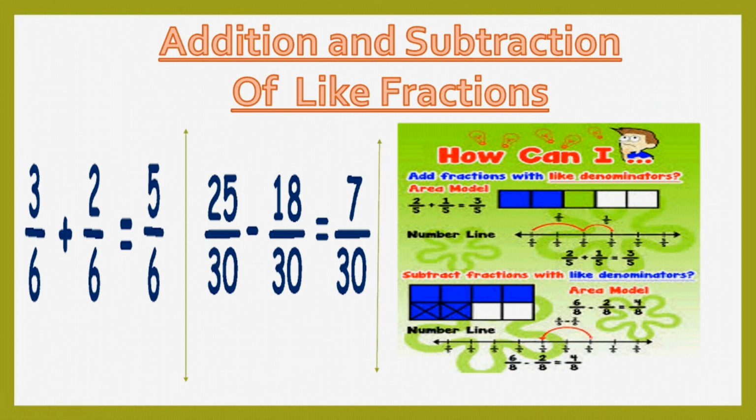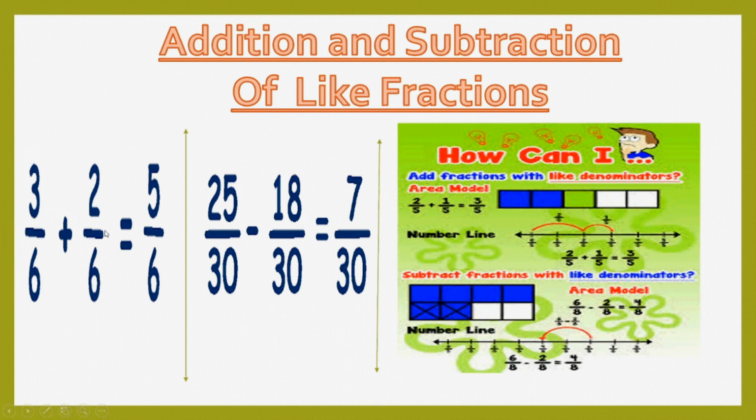Similarly, subtraction of fractions with like denominators. Here 6 by 8. Out of 8 parts, 6 parts are shaded, and out of these we have to remove 2 parts. So these 2 parts are removed. Hence, the leftover parts are 4 by 8. Let us see some more examples.